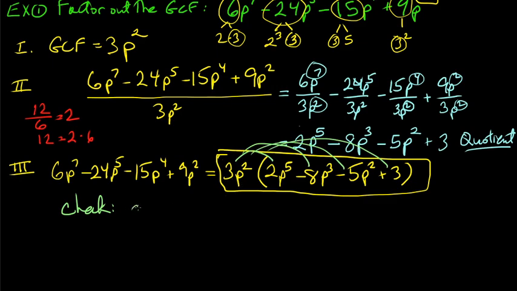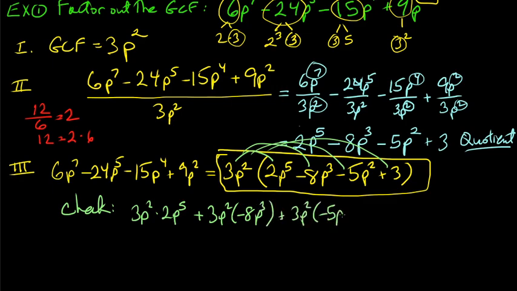So if I multiply 3p squared times 2p to the 5, right? Well, plus 3p squared times negative 8p to the 3, plus 3p squared times negative 5p to the 2, plus 3p squared times 3. Notice what we get here, right? We get 6p to the 7, right? 3 times negative 8 is negative 24. And then p squared times p cubed is p to the 5.